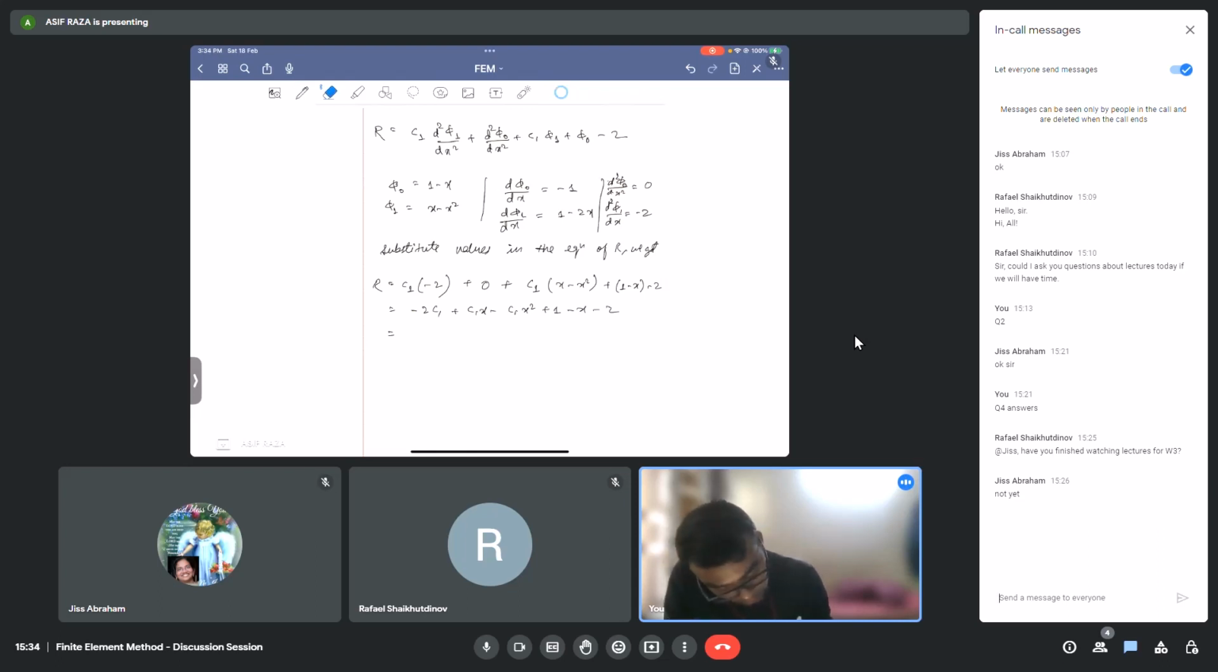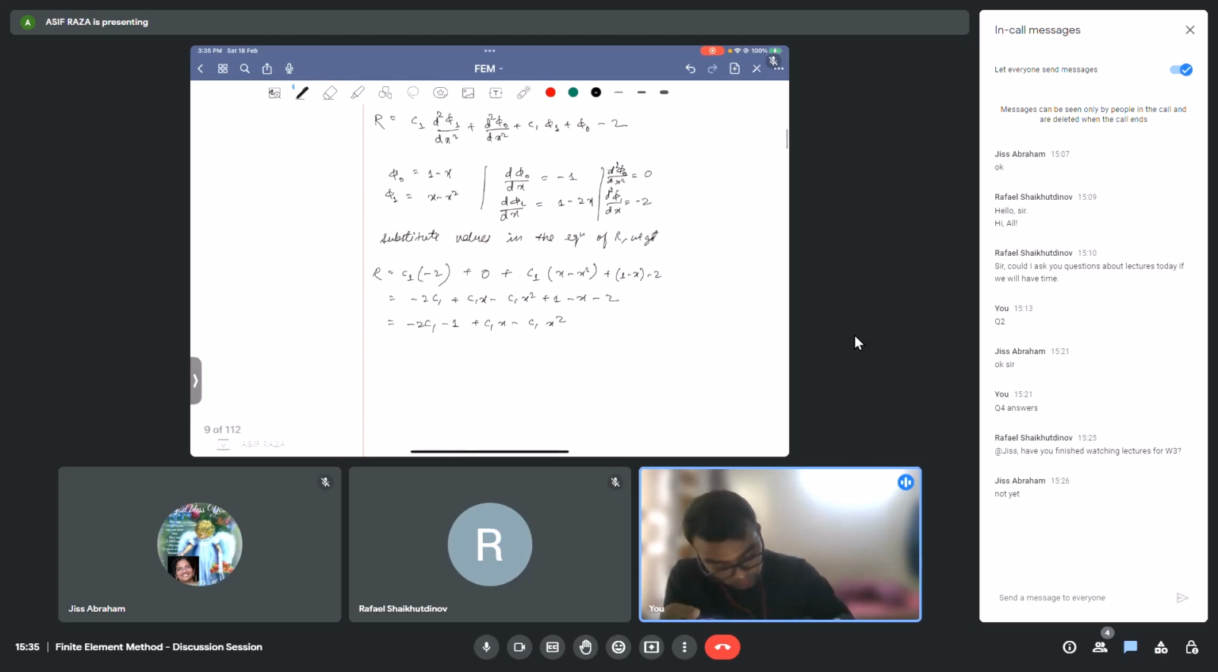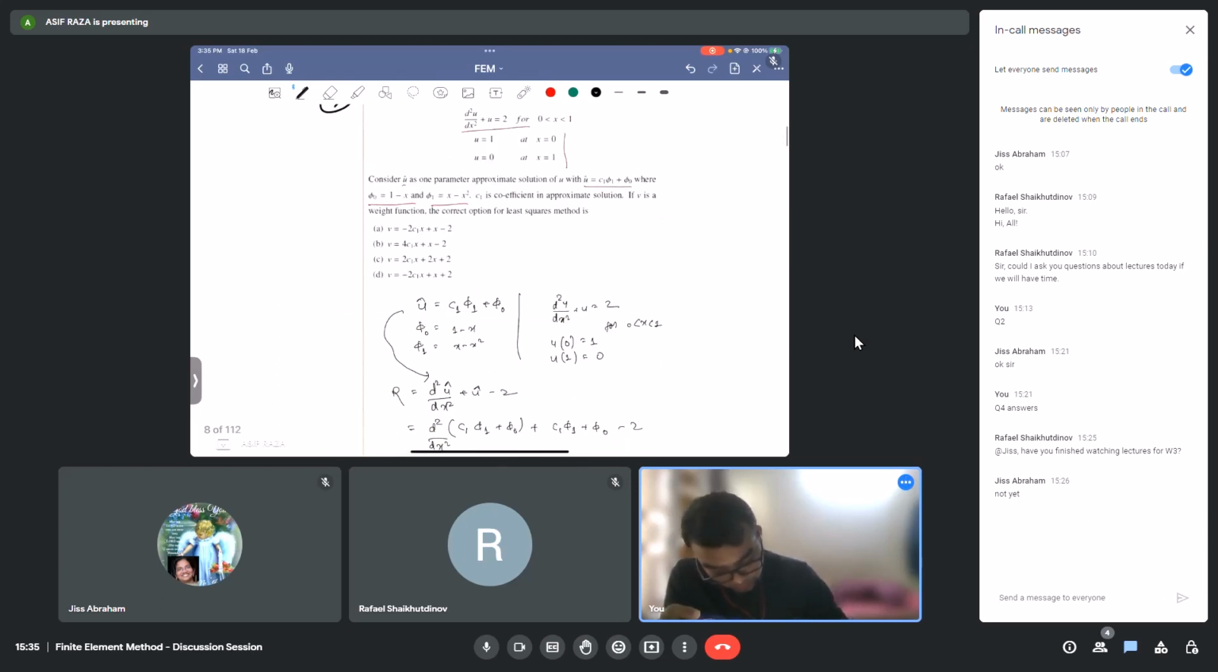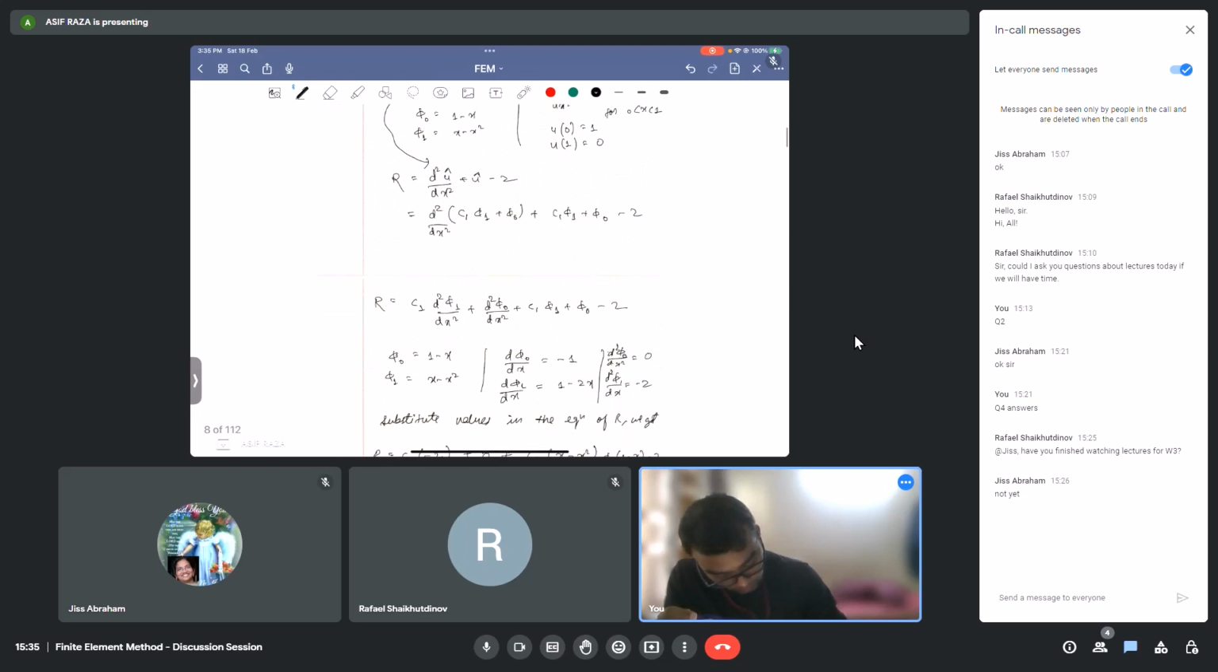Now arranging the equations, we'll have minus 2c1 minus 1, then c1x minus c1x square. Okay, so let's see.